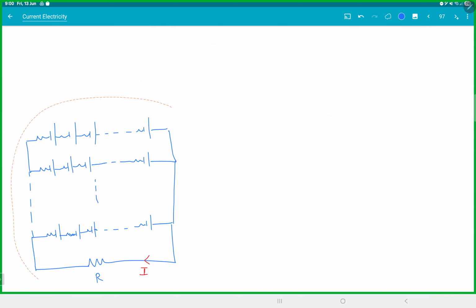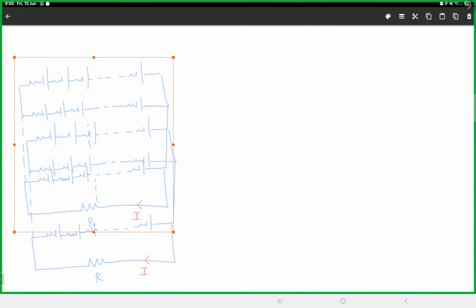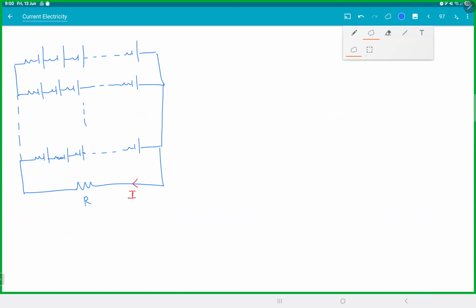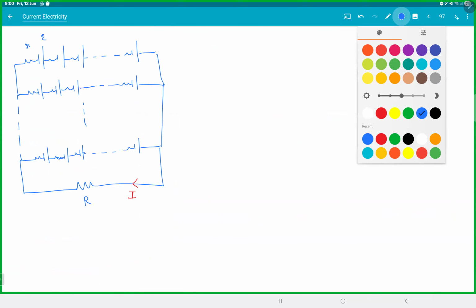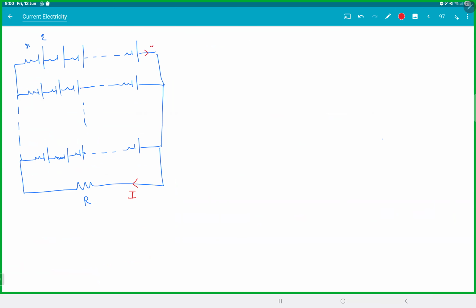So remember what we did in parallel? We use that same logic here. Since everything is in symmetry, let the upper branch give current I. Let this be I, let this be I. Then this should be small m into I, because if you add all of them, you'll get this.